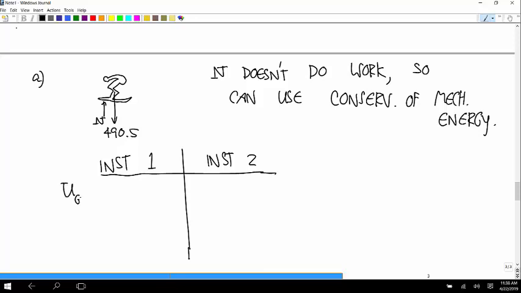The gravitational potential energy is mg times the height of 0. That's what we chose as our 0 height. So there's no gravitational potential. And the kinetic energy is based on that speed that we're trying to find. That's equal to 1/2 times the mass of 50 kilograms times the speed squared that we're trying to find.